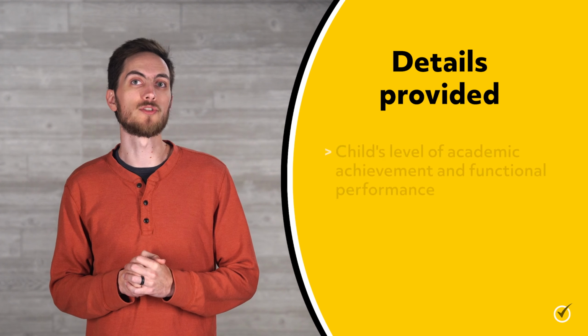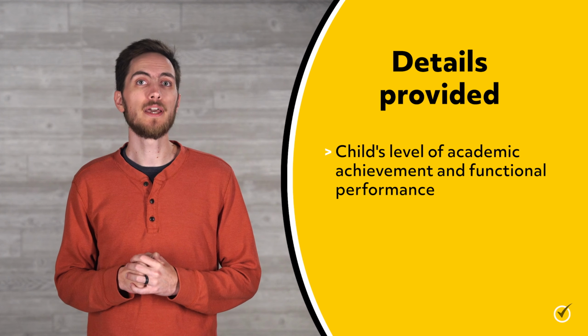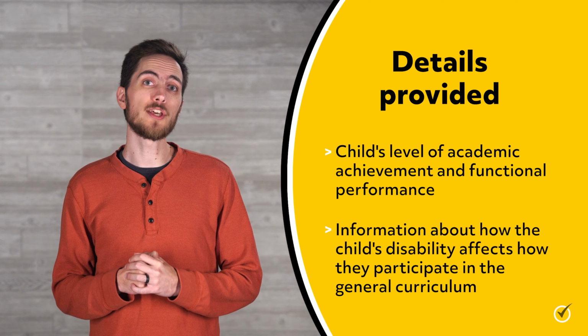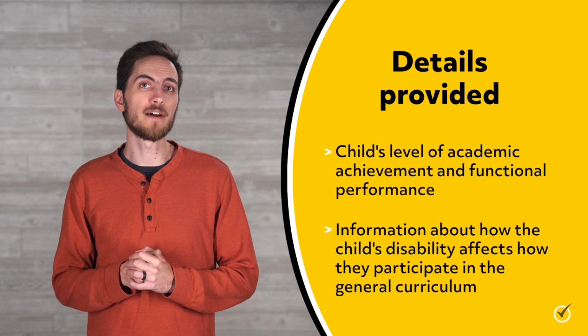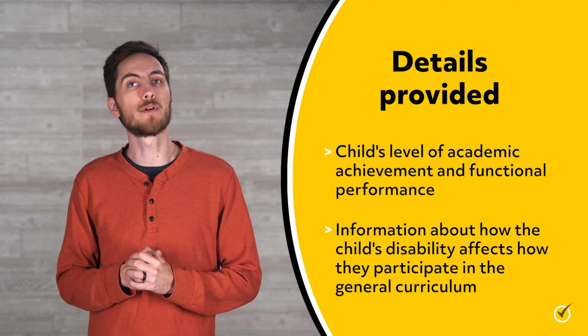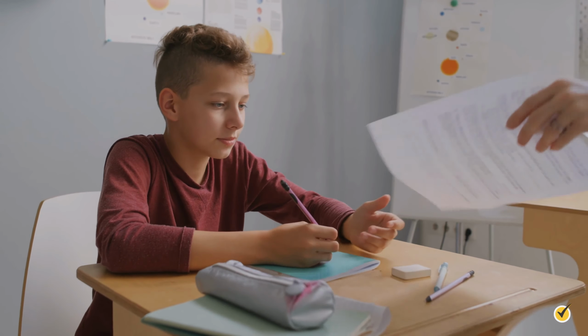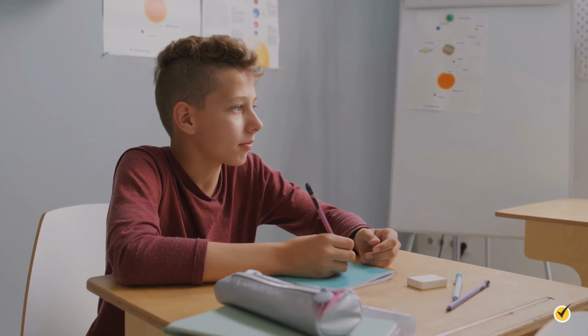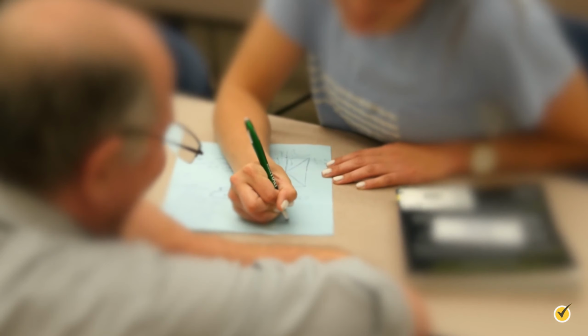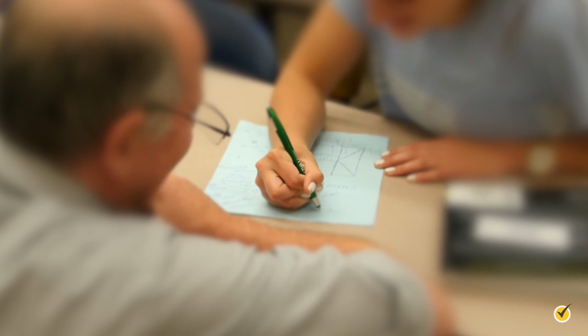Since the IEP is a legal document, there is specific information that needs to be included. A number of details must be provided, such as the child's level of academic achievement and functional performance, as well as information about how the child's disability affects how they participate in the general curriculum. It includes annual goals, meaning what academic goals the team thinks that the student can reasonably meet within the school year. Additionally, it includes what services will be offered to the student, such as participation in any programs or extra support.